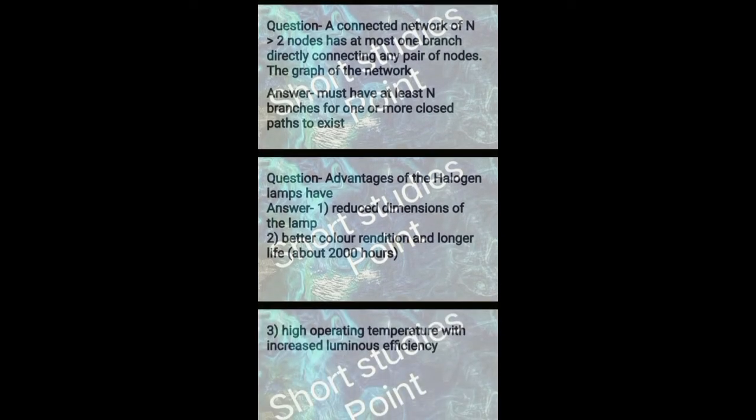Next question: advantage of halogen lamp? Answer: reduced dimension of the lamp, better color radiation, and longer life, about 2000 hours, and high operating temperature with increased luminous efficiency. Question: when is the danger of electrical shock maximum? Answer: while inserting electrode in the holder.